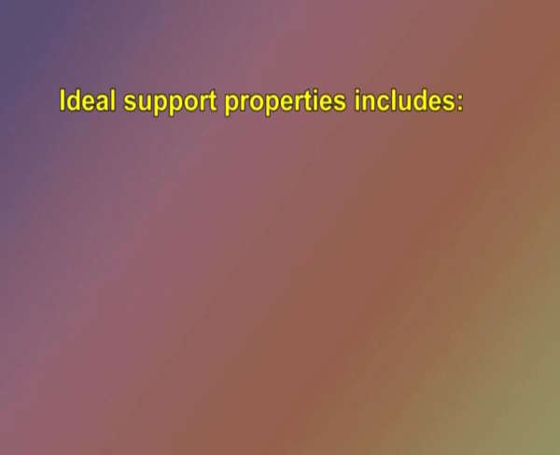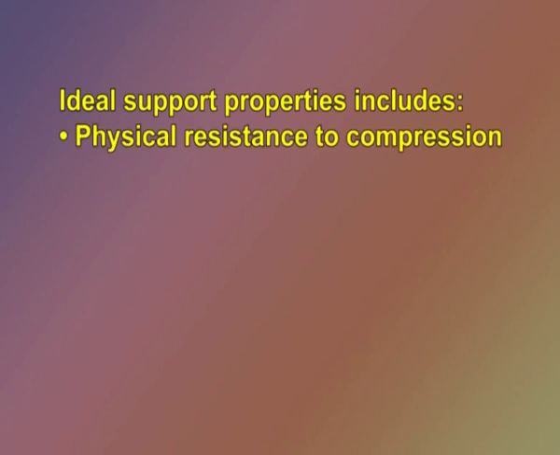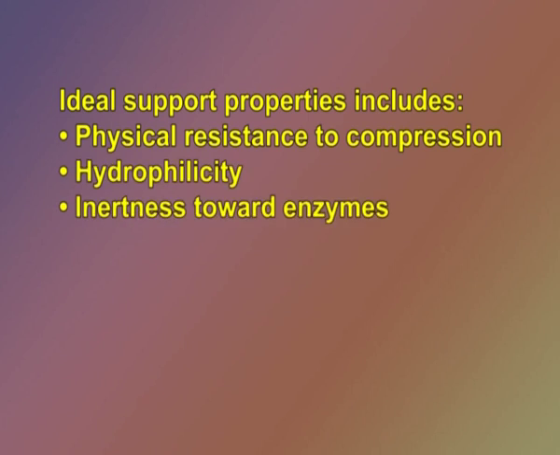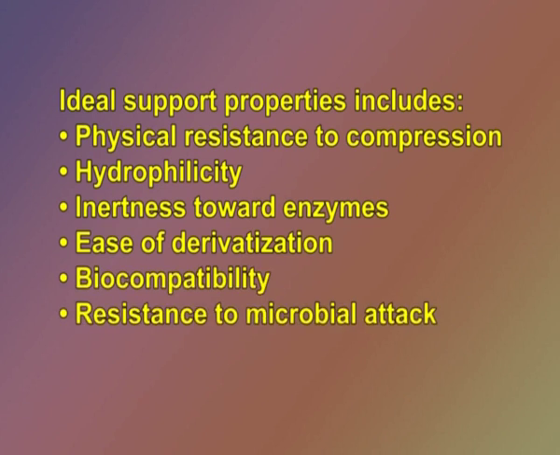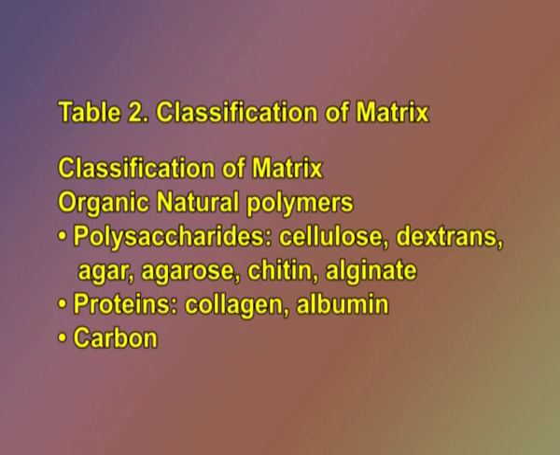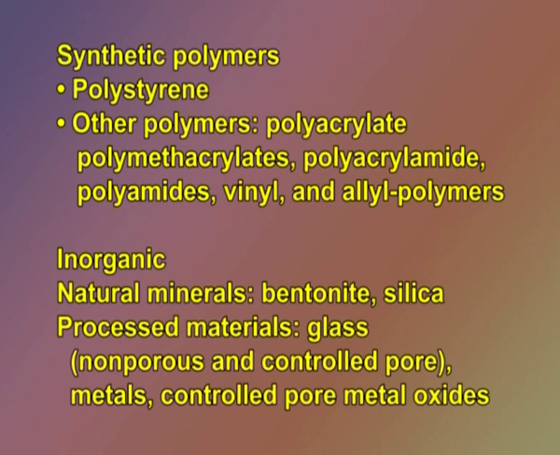The characteristics of the matrix are of paramount importance in determining the performance of the immobilized enzyme system. Ideal support properties include physical resistance to compression, hydrophilicity, inertness towards enzymes, ease of derivatization, biocompatibility, resistance to microbial attack, and availability at low cost. Supports can be classified as inorganic and organic according to their chemical composition as given in table 2. The organic supports can be subdivided into natural and synthetic polymers.